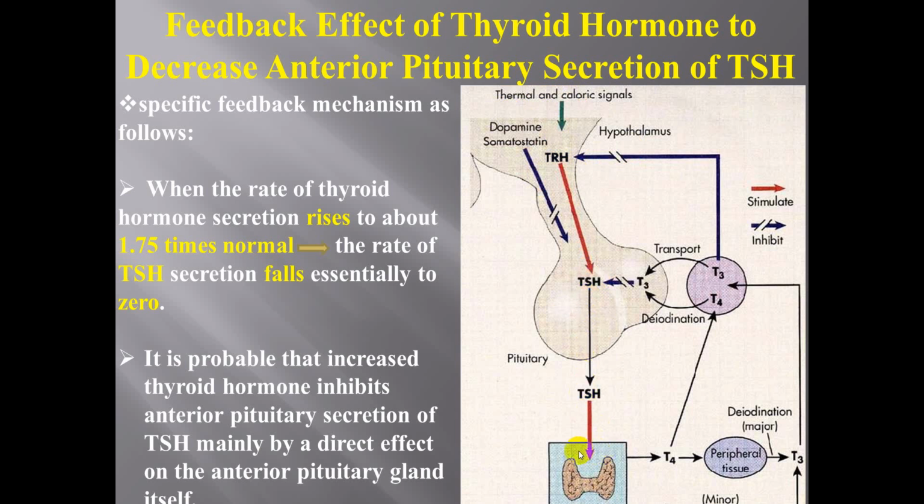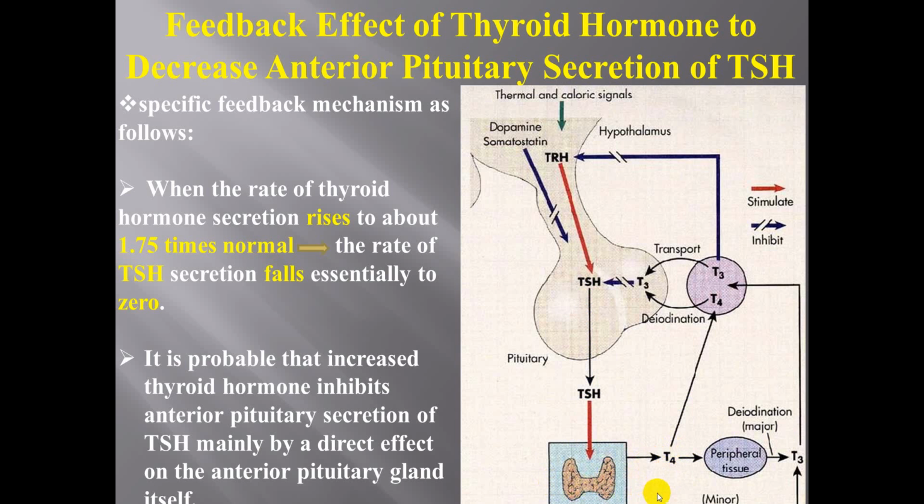TSH reaches the target tissue, which is the thyroid gland, through the second messenger as we explained a little while ago, leading to production of T3 and T4. The production process takes place as we explained, requiring iodide and tyrosine, and thyroglobulin is synthesized and stored until needed, then released to the blood and the tissues.